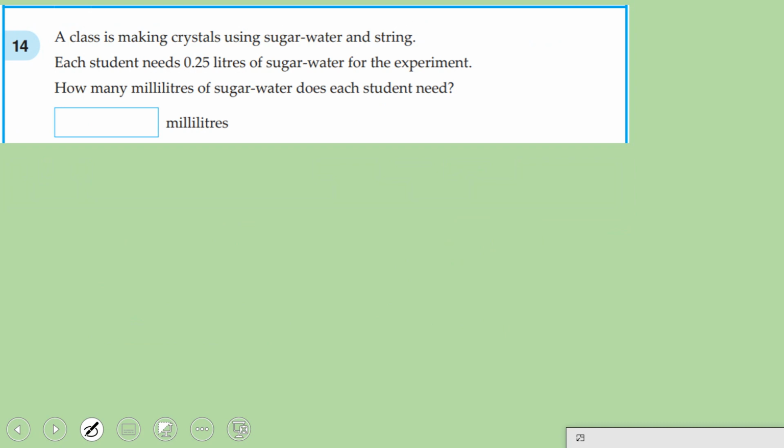A class is making crystals using sugar water and string. Each student needs 0.25 litres of sugar water for the experiment. How many milliliters of sugar water does each student need? Bit of a strange question, this. Each student needs, well, actually not really. I guess it just gives you a lot of information that you don't really need.